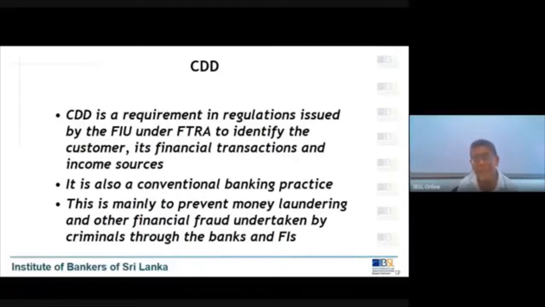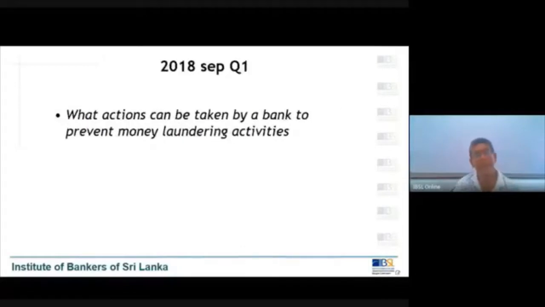Remember, CDD we are usually supposed to collect from businesses, business people. You need to collect CDD: where do you get the money from? What financial transactions usually take place? What are your income sources? Especially from businesses, you need to obtain CDD, right? So the KYC and the CDD both fight money laundering, preventing illegal businesses from happening in banking. Okay, two documents. Now let's look again at the 2018 paper. There is a question: what actions can be taken by a bank to prevent money laundering activities? What action can a bank take?